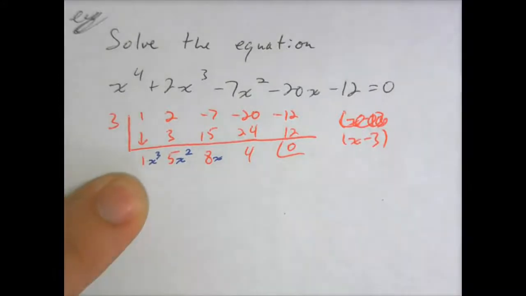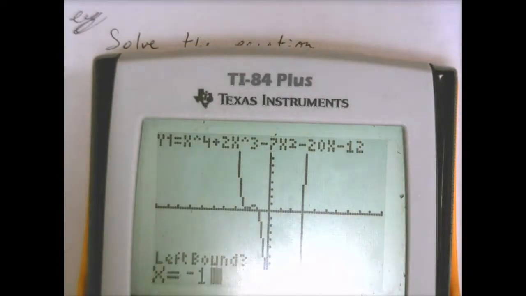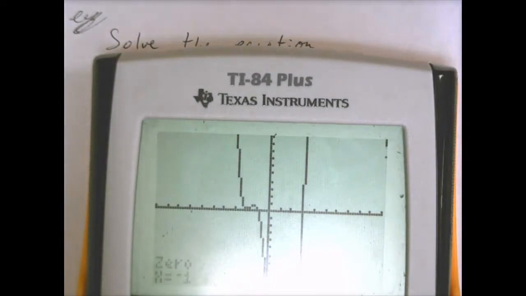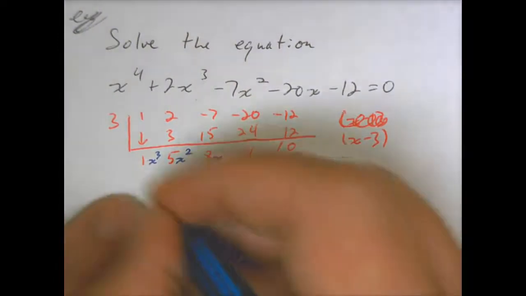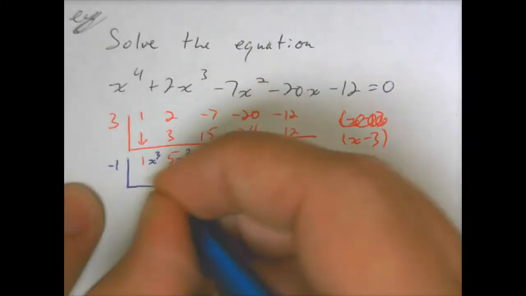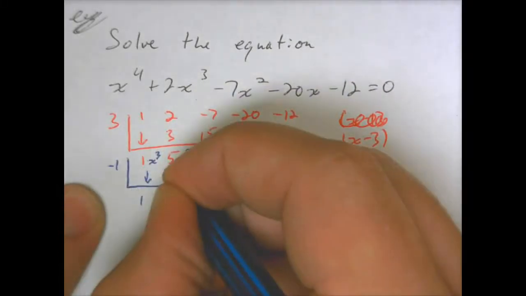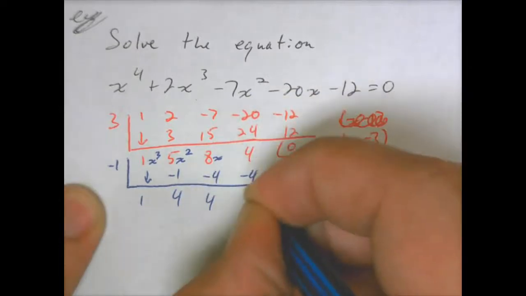Well, if I think that negative 1 is still in there, let's calculate it real quick. Left bound, negative 1.5, right bound, 0.5. Looks like it's negative 1. So negative 1 should be a factor of all this stuff. So I can go ahead and use synthetic division again to divide out that negative 1. I'll pull down 1, negative 1, 4, negative 4, 4, negative 4, 0.